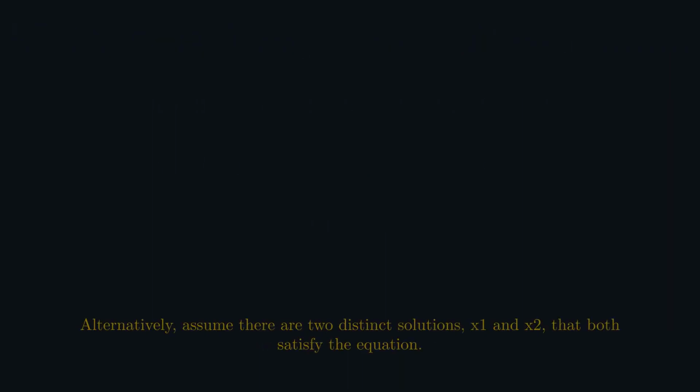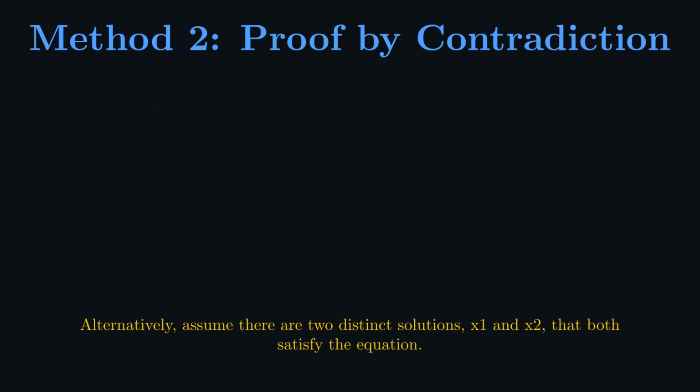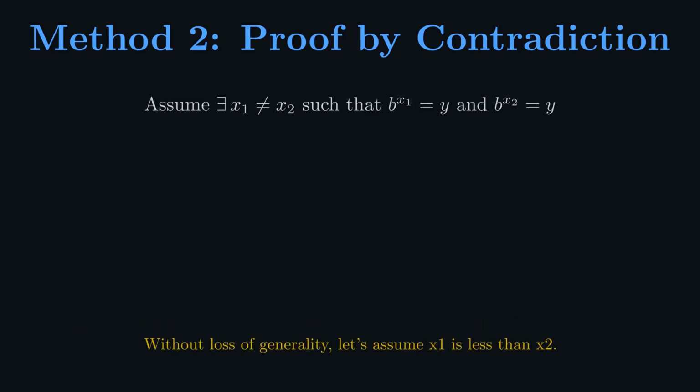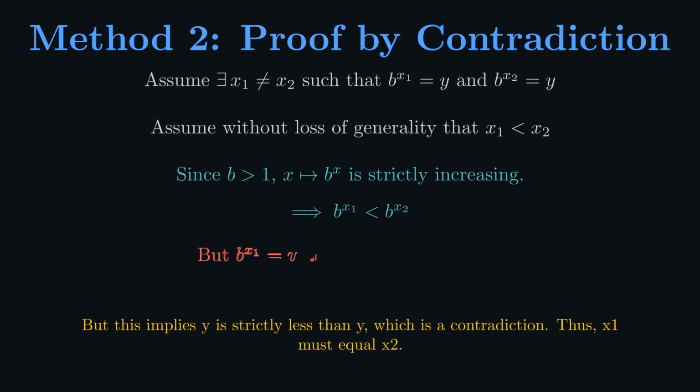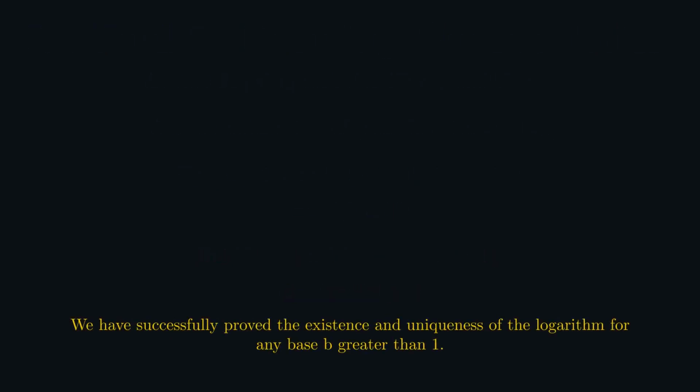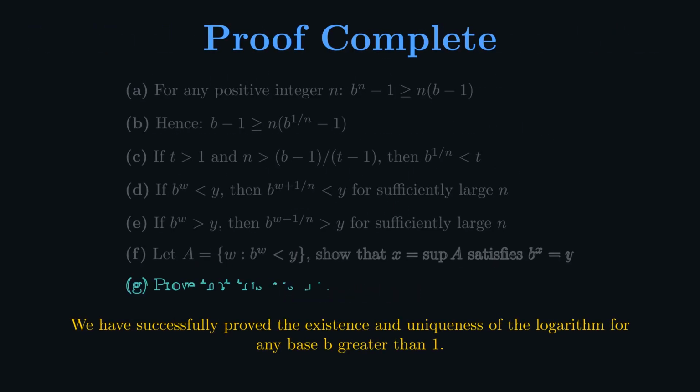For a second, more algebraic perspective, let's use a proof by contradiction. Suppose, for the sake of argument, that there are two distinct real numbers, let's call them x1 and x2, that both satisfy the equation. Since we assumed x1 and x2 are distinct, one must be smaller than the other. Now consider the behavior of the exponential function. Since our base b is strictly greater than 1, the function b to the t is strictly increasing. Therefore, b to the x1 must be strictly less than b to the x2. This is a clear contradiction. Thus, our assumption that distinct solutions exist must be false, and x1 must equal x2.